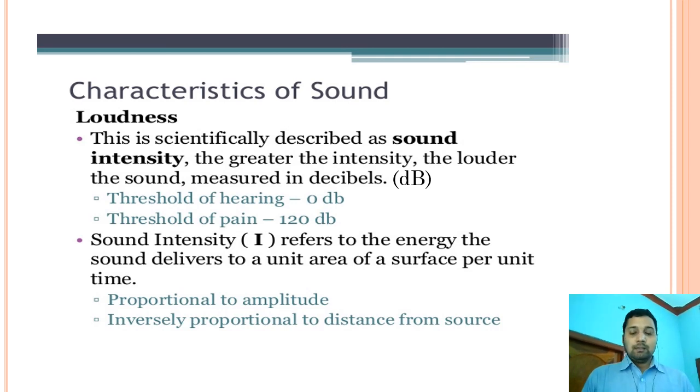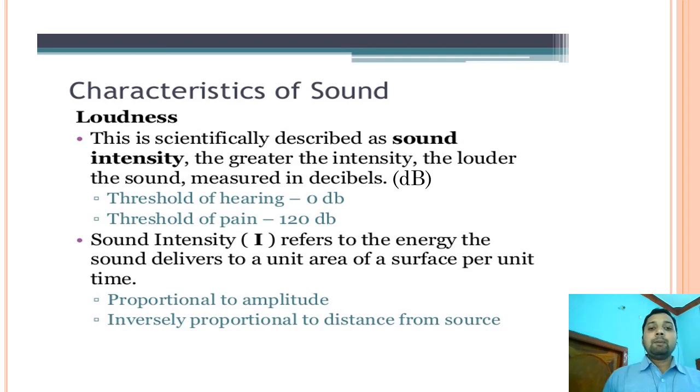Intensity means the amount of energy passing through a unit area of surface per unit time, meaning how much energy is produced in an area of 1 meter square in 1 second. That is what you can call sound intensity. And sound intensity is directly proportional to amplitude, meaning the more the body vibrates from the mid position to the extreme position, the more is the intensity, the more the loudness. So loudness completely depends upon the amplitude.